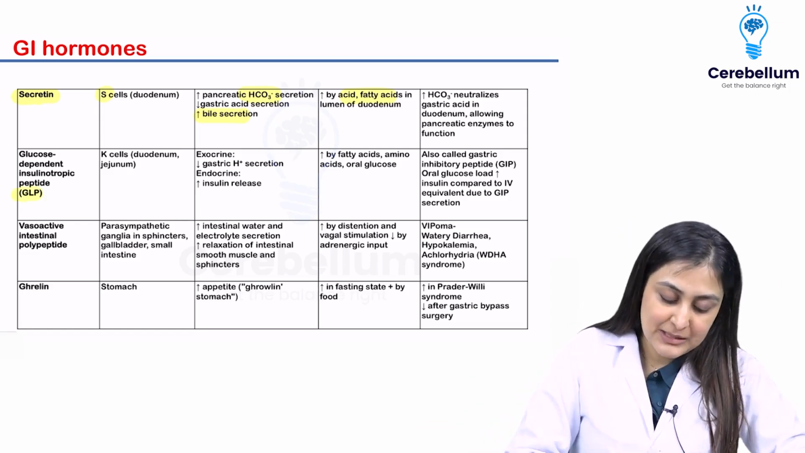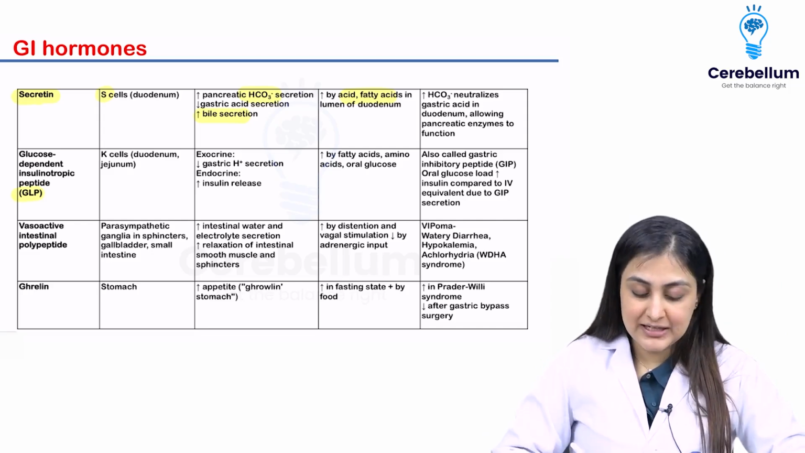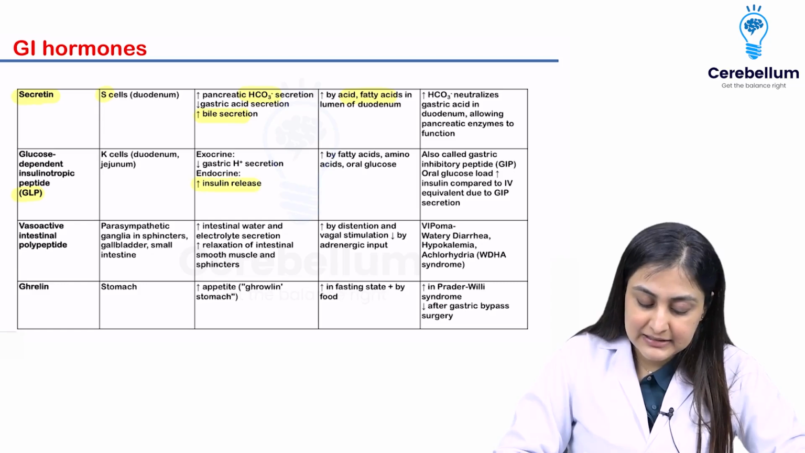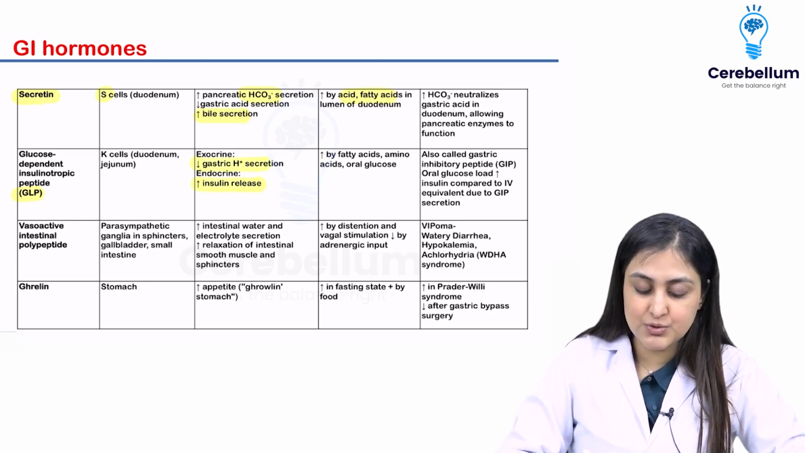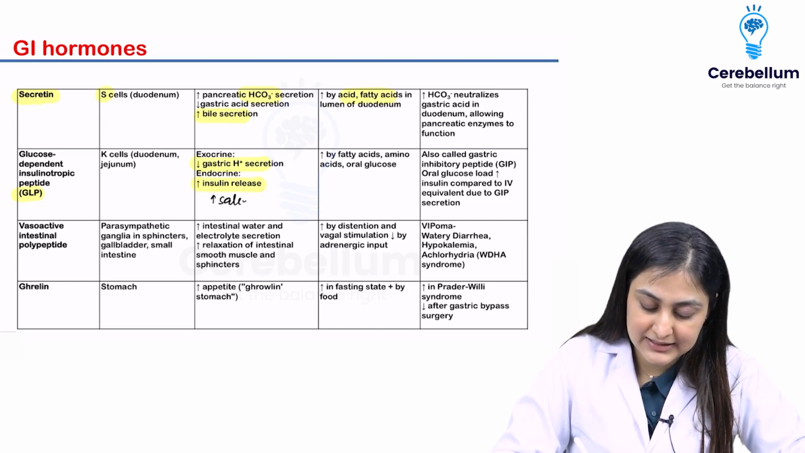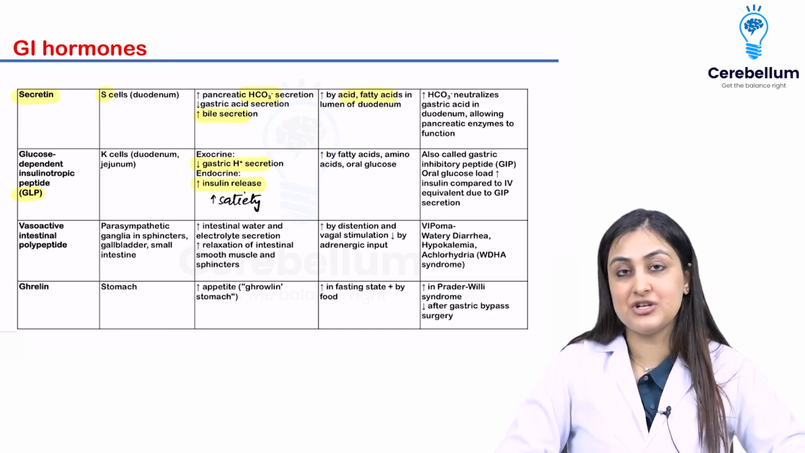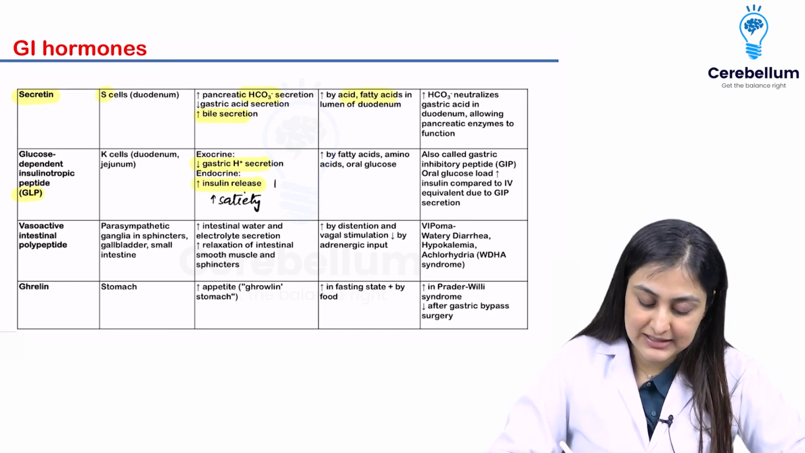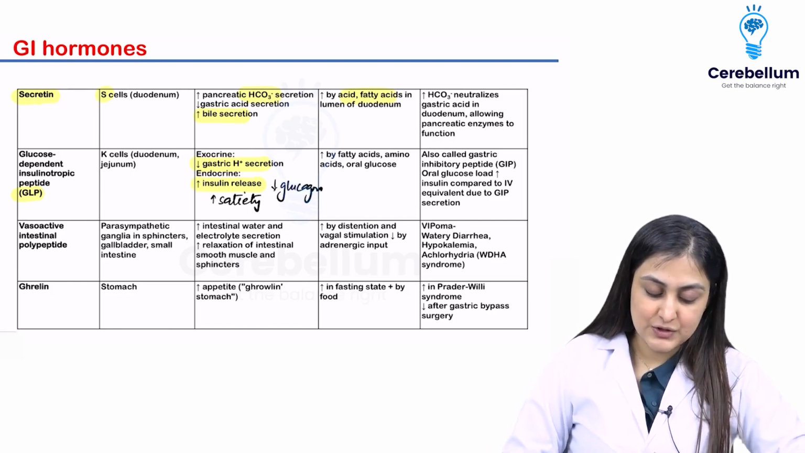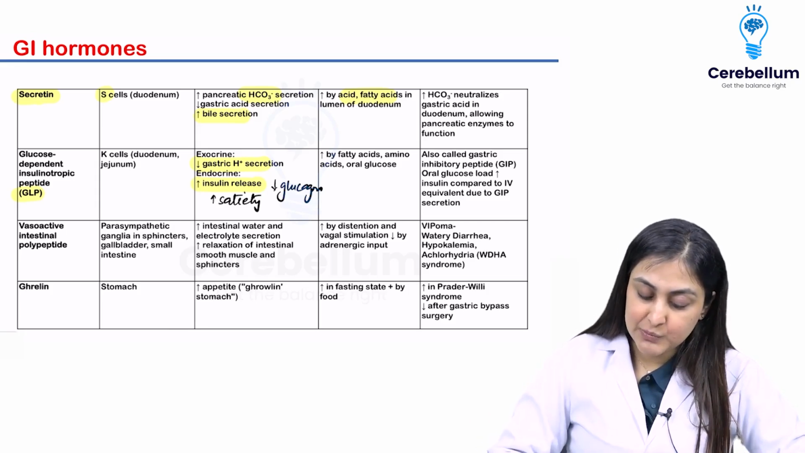Then we have GLP. This we have also done in the endocrine system. GLP analogs we have studied. What it does is it increases insulin release and reduces H plus secretion, and also remember it increases satiety by reducing gastric emptying. It also inhibits the release of glucagon. So this is our GLP or GIP, what you want to remember.